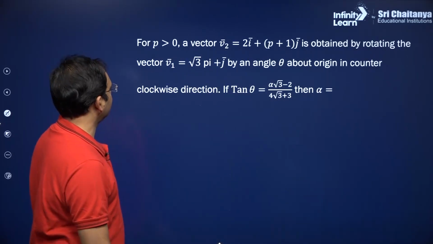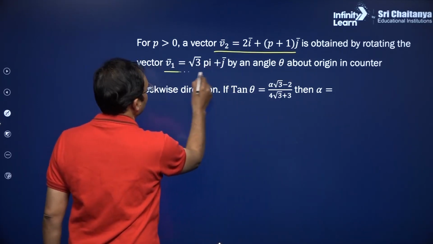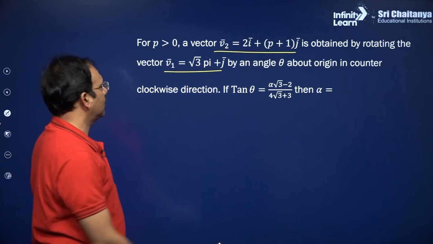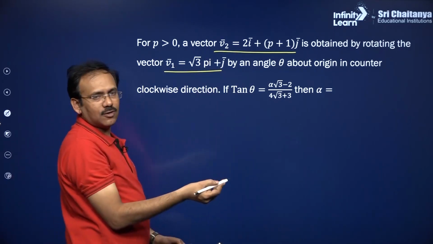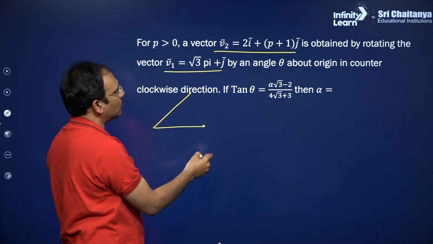Next, my dear friends. Here V2 is one vector, V1 is another vector, obtained by rotating V1 by an angle theta. First of all, they are equal in magnitude, because V2 is obtained by rotating V1, which means the magnitudes are the same.